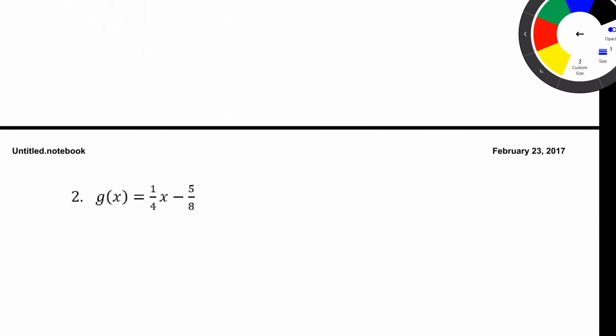The second one is similar. It's also a linear function, but you'll notice that there are some fractions here, so there's a little bit more that we have to deal with, but the same idea. So first step again is switch x and y.